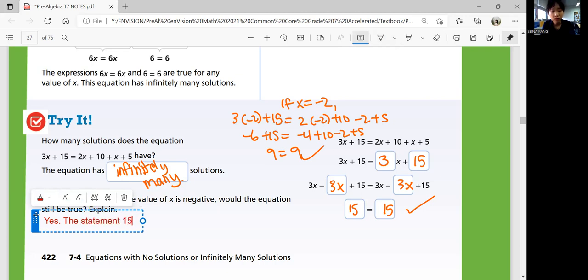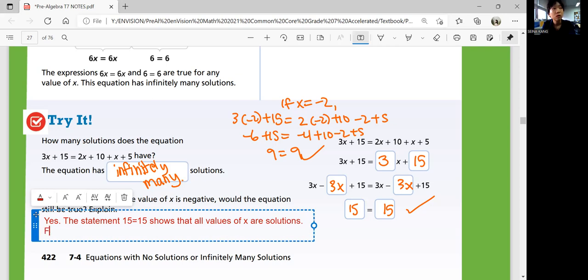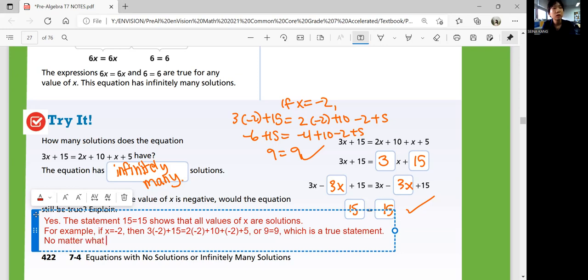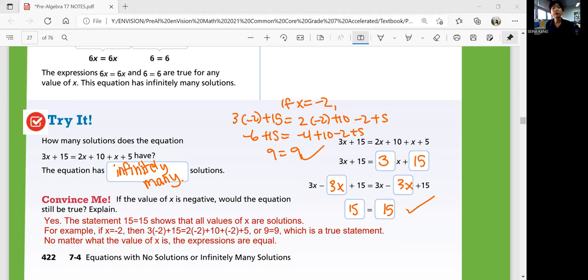Okay. The statement 15 equals 15 shows that all values of x are solutions. For example, if x is equal to negative 2, then 3 times negative 2 plus 15 equals 2 times negative 2 plus 10 plus negative 2 plus 5, or 9 is equal to 9, which is a true statement. So no matter what the value of x is, the expressions are equal. Okay, very interesting, isn't it? Yeah, you might not always get one solution. You might get a lot more than you expect.